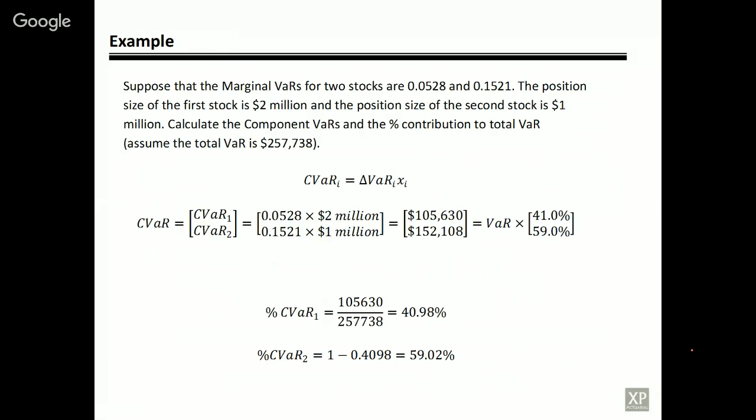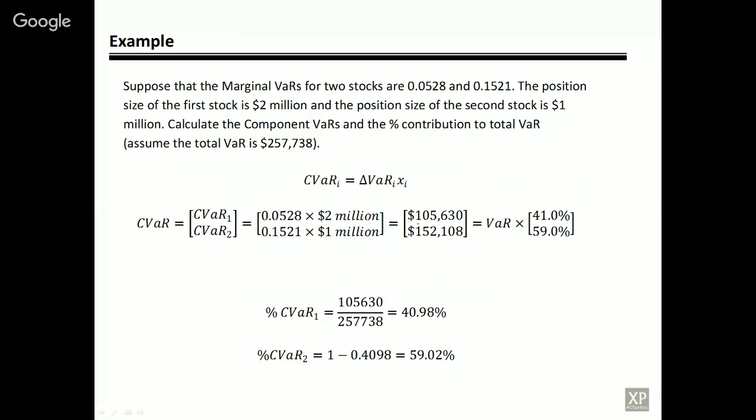So suppose we have the marginal VARs for two stocks as before, and the position size of the first stock is 2 million and the position size of the second stock is 1 million. We want to calculate the component VARs and the percentage contribution to total VAR. And we're told that the total VAR is 257,738. So our CVAR is just calculated by taking the marginal VAR multiplied by the position size.